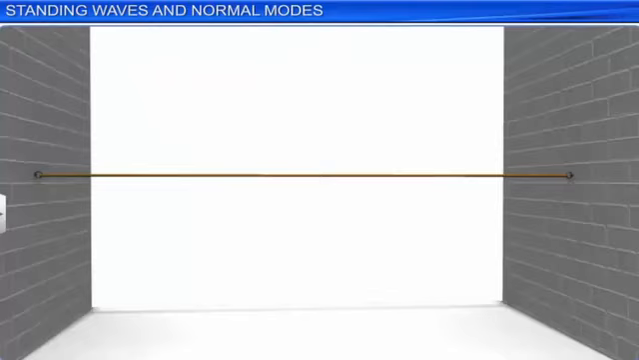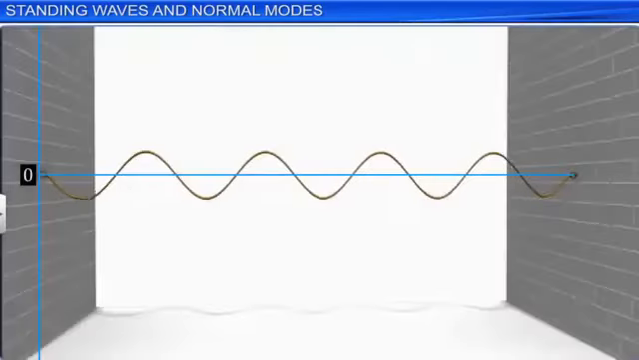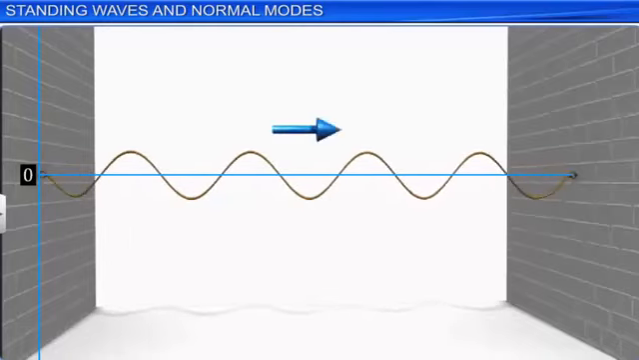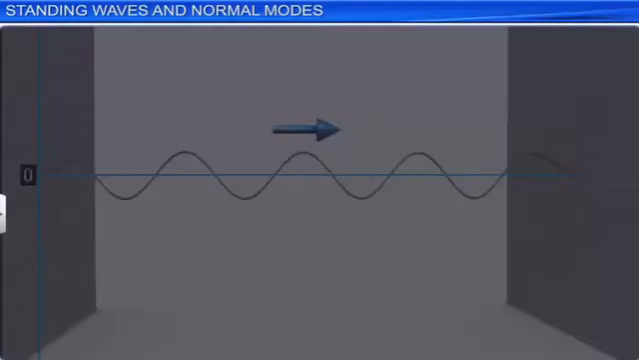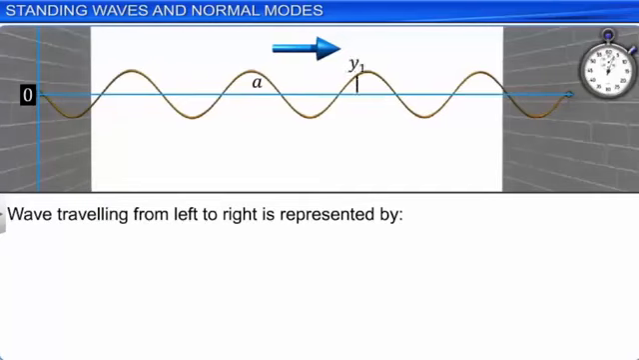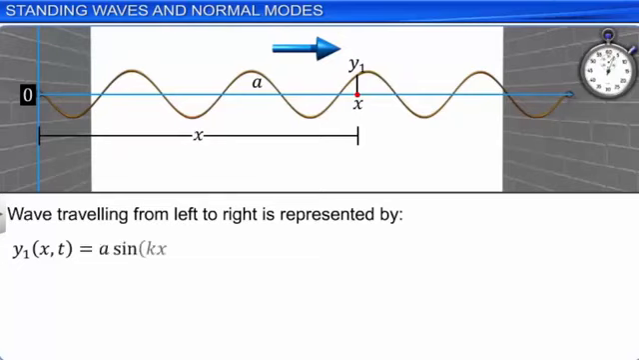Let us consider a system bounded at both the ends, such as a stretched string fixed at both the ends. Let us generate a continuous sinusoidal wave of a certain frequency, moving to the right. This wave can be represented by y1 of x, t is equal to a sin(kx minus omega t). Let this be equation 1. This wave on reaching the right end gets reflected and travels to the left.